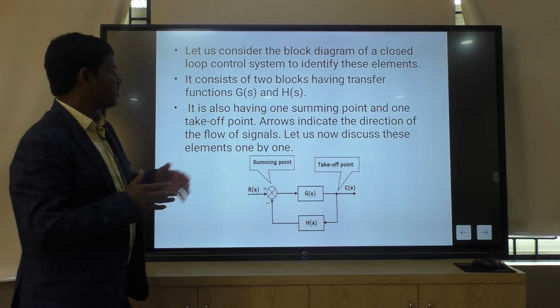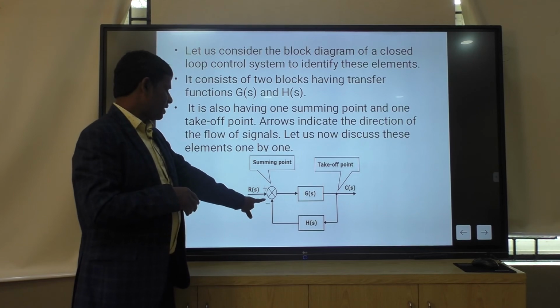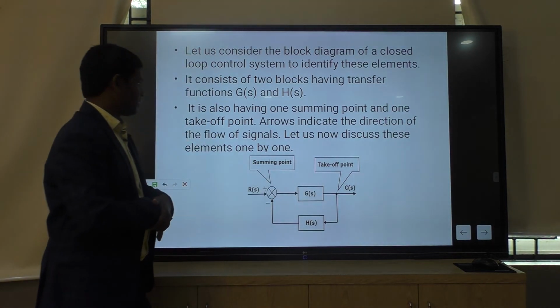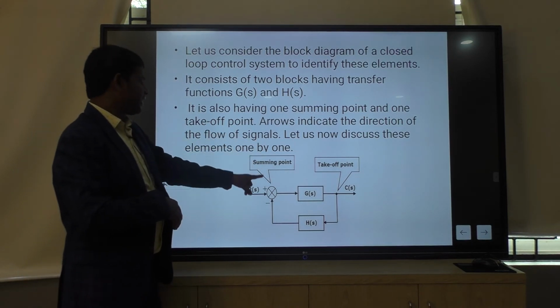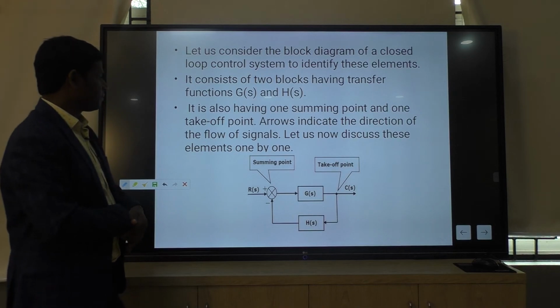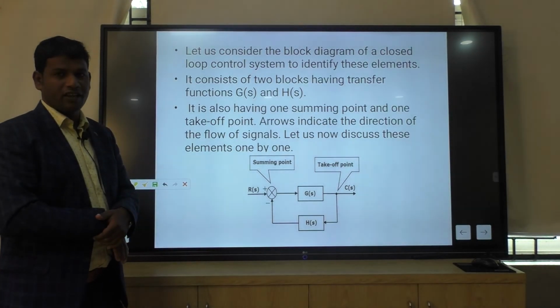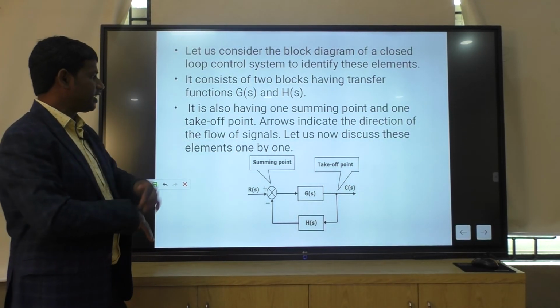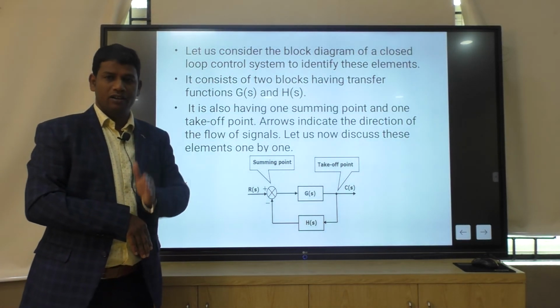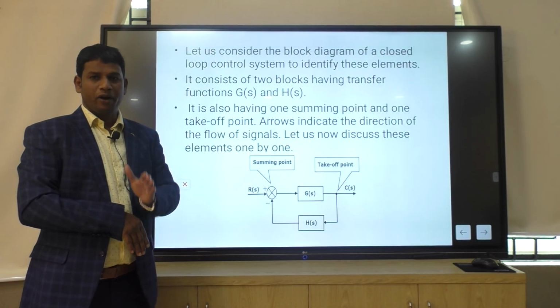Also you see here there is one summing point on the left-hand side, and the right-hand side is a take-off point. The arrow mark in the block diagram indicates the flow of signals. Now let us discuss each element, block, summing point, and take-off point, one by one.